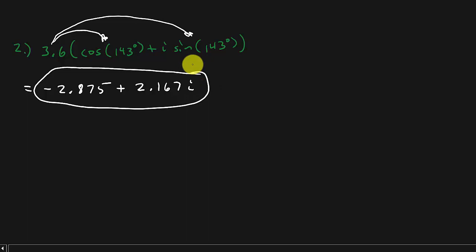So you can see going from trigonometric form to a+bi form is a lot easier than going the other way. Okay? So hopefully all that makes sense.